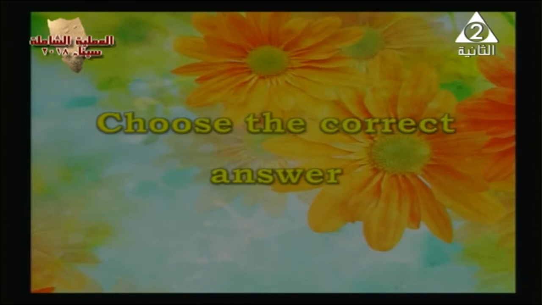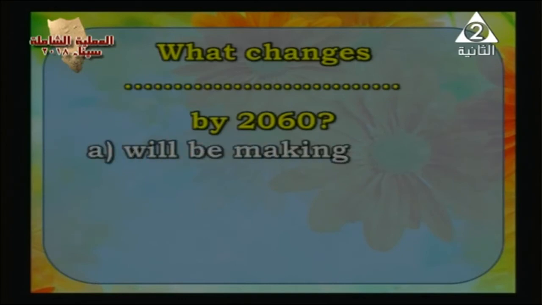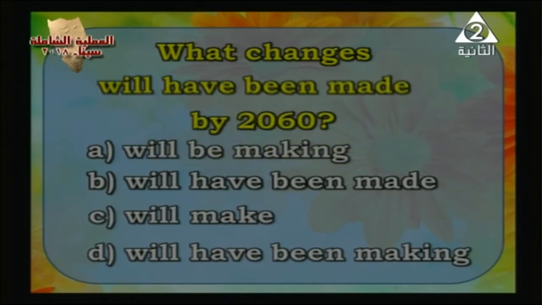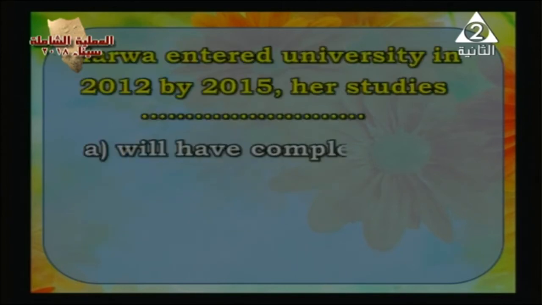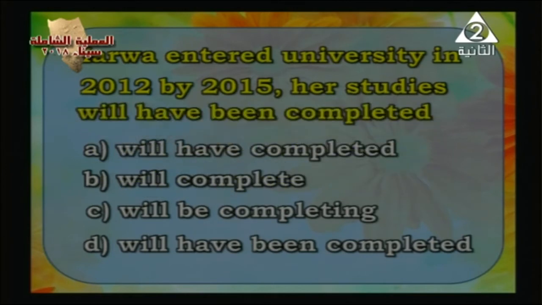Choose the correct answer. What changes space by 2060? Will be making, will have been made, will make, or will have been making. Of course, changes is our object. So: what changes will have been made by 2060. Passive form of the future perfect. Marwa entered university in 2012. By 2015, her studies will have been completed.